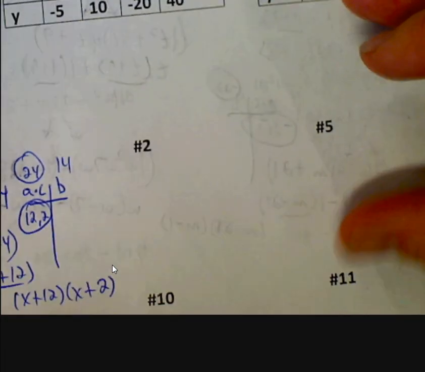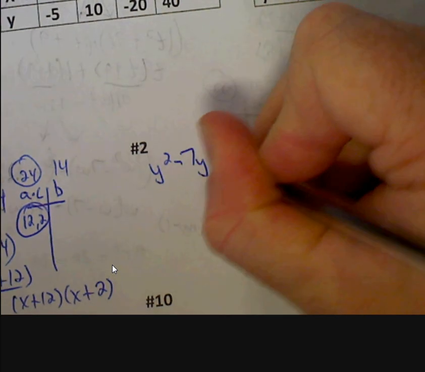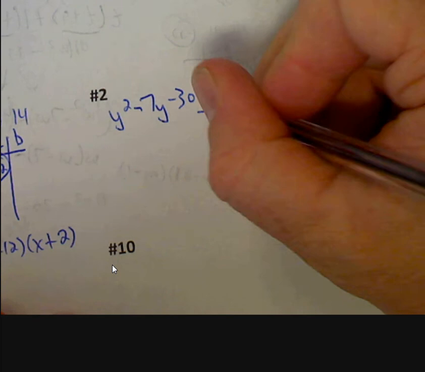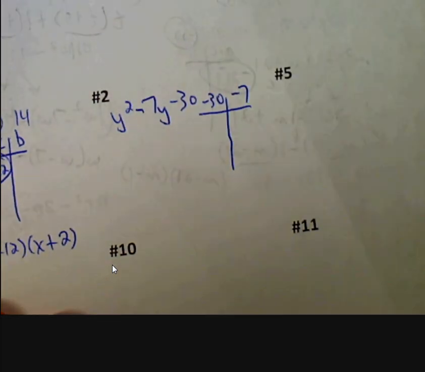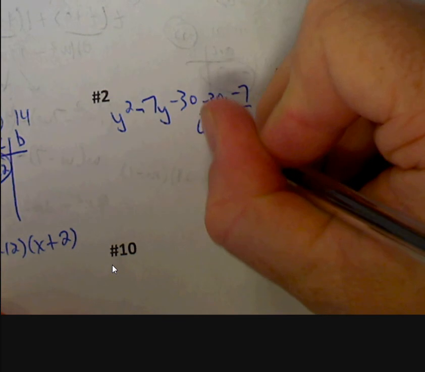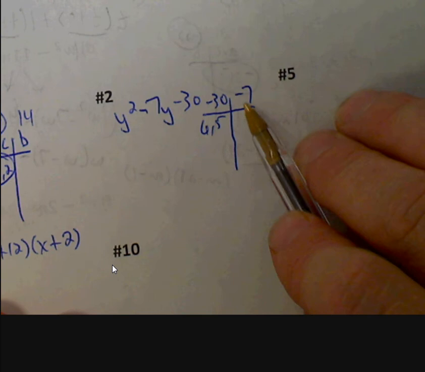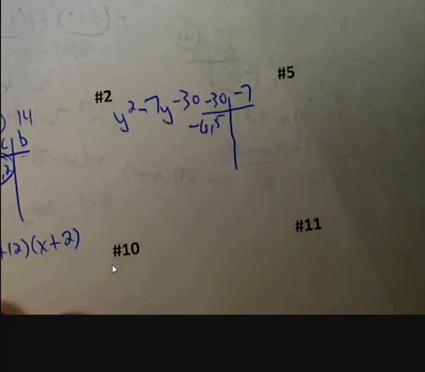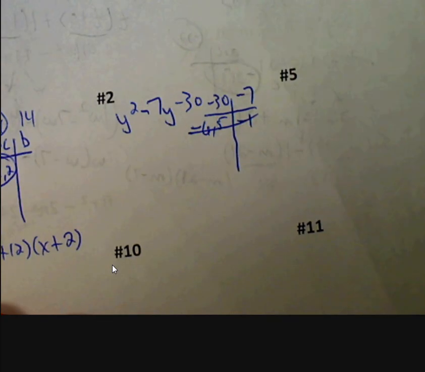Number 2, y squared minus 7y minus 30. So 1 times negative 30 is negative 30, middle term negative 7. I could try 6 and 5. One of them has to be negative. Since this needs to add up to a negative, let's try negative 6 plus 5 is negative 1, so that doesn't work.